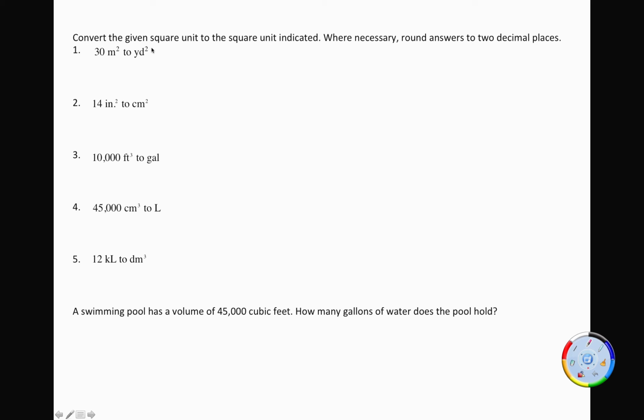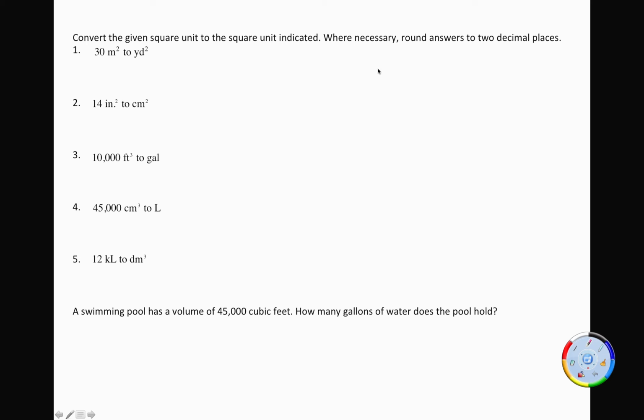We want to convert the given square unit to the square unit indicated. Where necessary, we're always going to round to 2 decimal places. All right, we're going from meters to yards. So at some point, I'm going to have to use my dimensional analysis. What do I have that gets me from the metric system to the English system? Oh, I know that 1 inch is 2.54 centimeters. So maybe the first thing I want to do is change this into square centimeters.